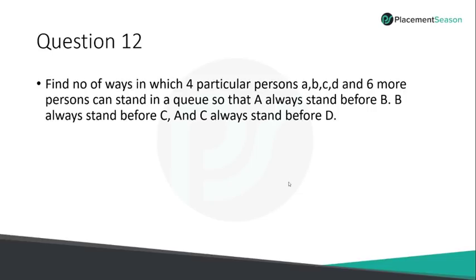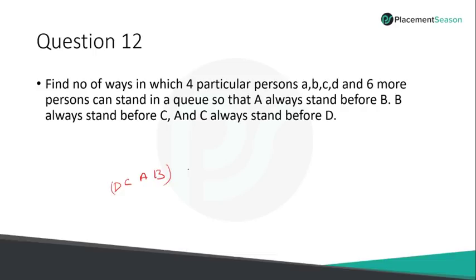Find the number of ways in which 4 particular persons A, B, C, D and 6 more persons can stand in a queue so that A stands before B, B stands before C, and C stands before D. So this is the arrangement.